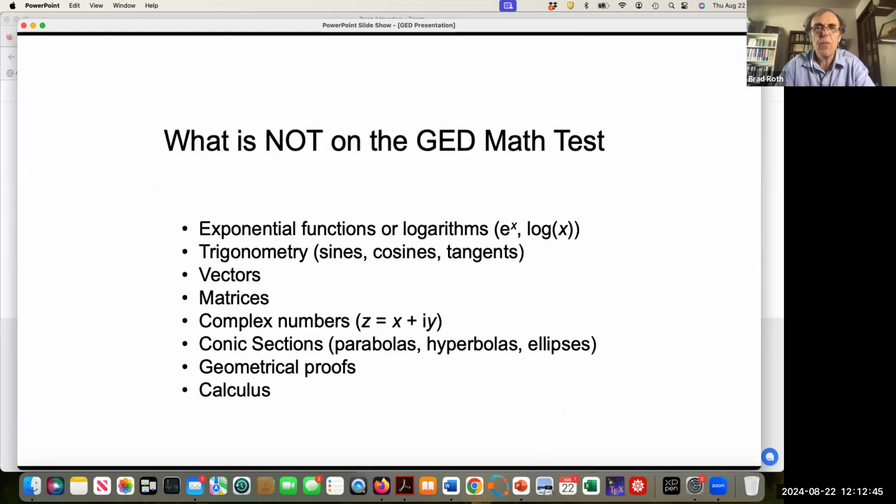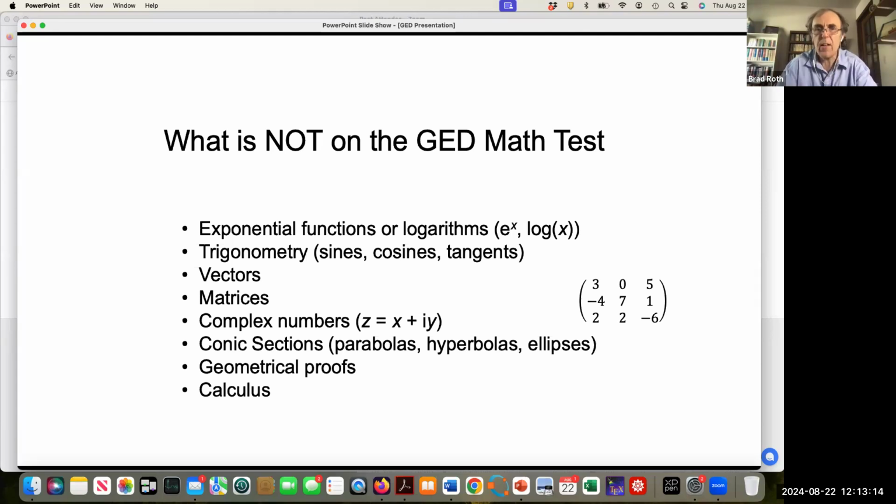It's sometimes useful to say what's not on the exam. Well, what's not in the exam? Exponential functions and logarithms are not. Trigonometry, sines, cosines, and tangents are not. Vectors, when you have a number, you have a length and a direction, are not on the exam. Matrices, sort of like these little arrays of numbers that you can multiply out, linear algebra you might call it, are not on the exam.